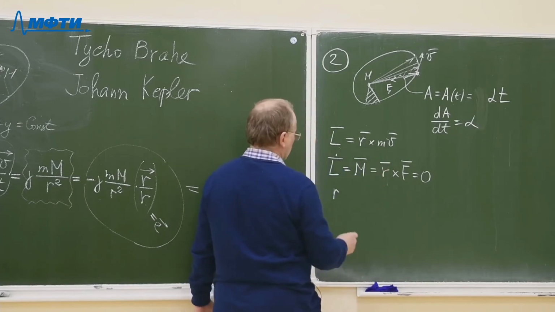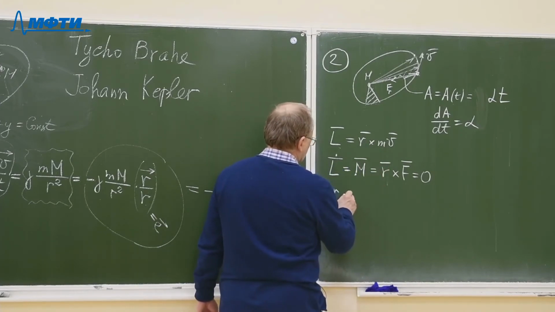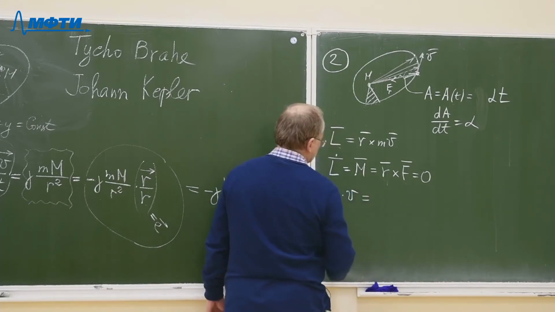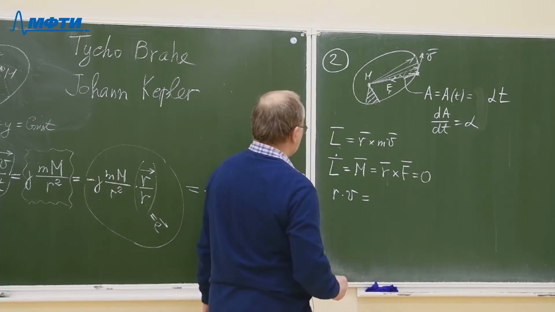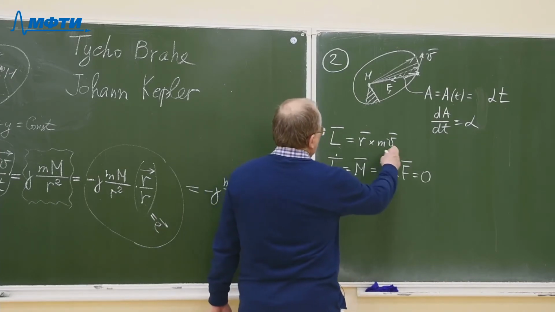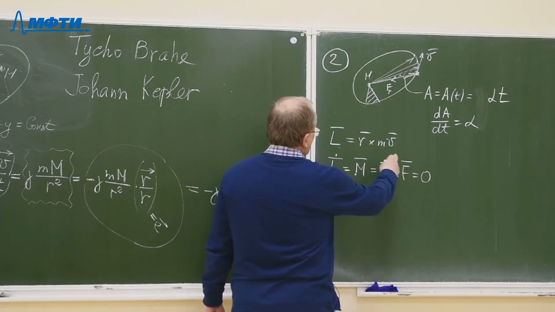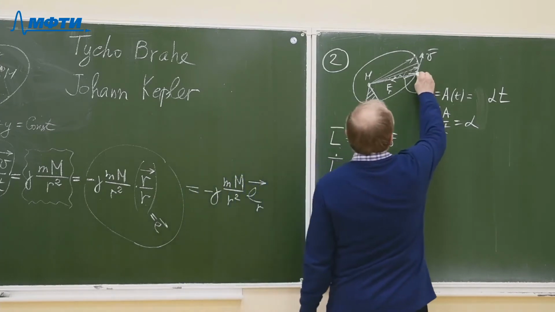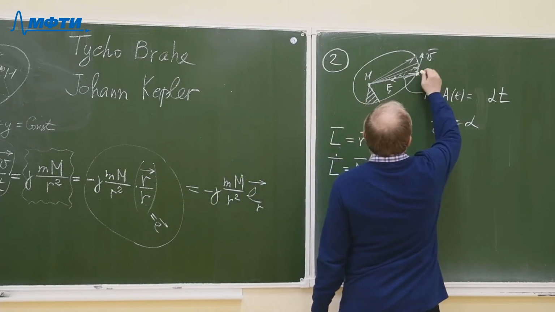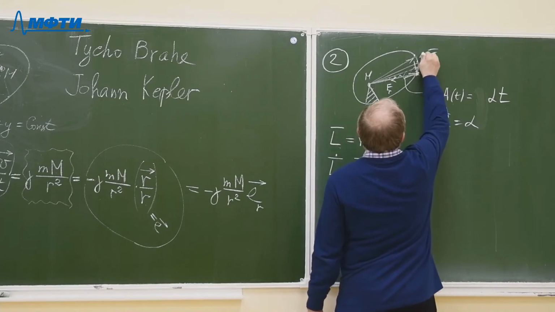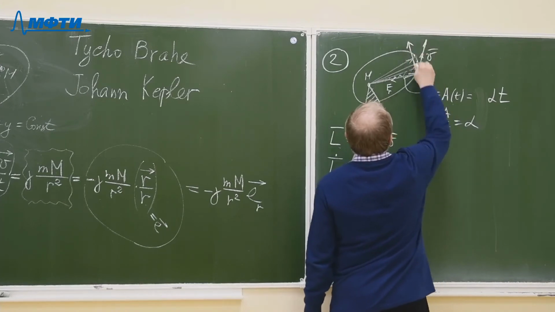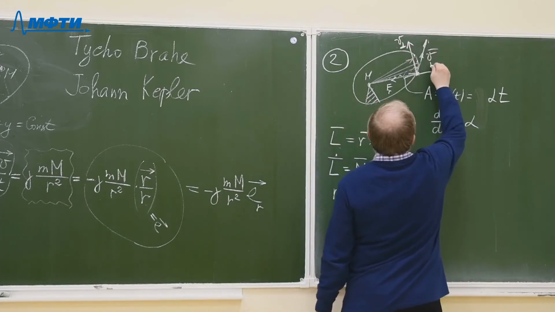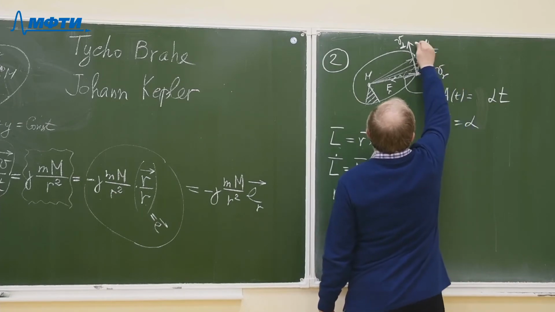The mass of the planet is constant, therefore R times V is constant. Well, here it's necessary to consider two components of vector V. One component is perpendicular to the radius, I will denote it as the perpendicular component, and another component of vector v is directed along the radius.